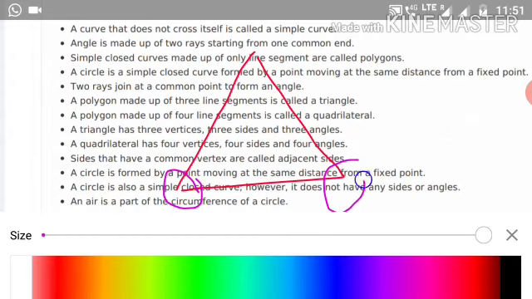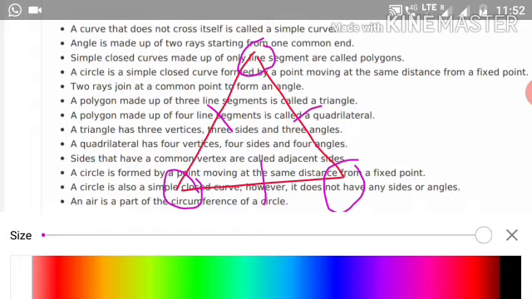This and this. These are called what? Vertex. So how many vertex are there in a triangle? There are three vertex. Now again, how many sides? Three sides. 1, 2 and 3. These are what? Three sides. So a triangle has three vertex, three sides and three angles.